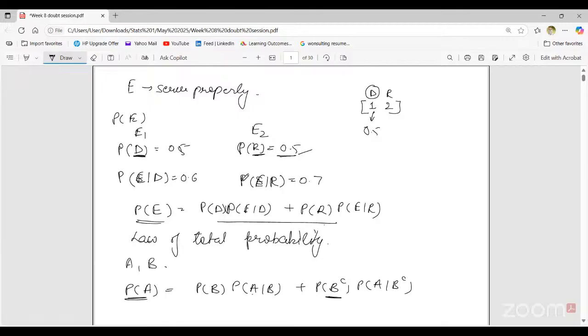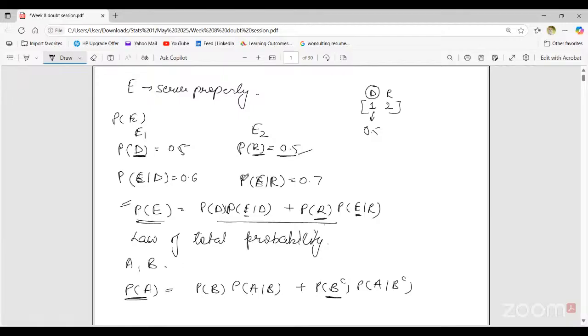The first condition is that Divya plays, and the probability that, if Divya plays, she serves properly, plus Rohan plays and the probability that he serves properly. So these are my conditions. I would be adding all the conditions, because there could not be one condition where both of them are serving properly.